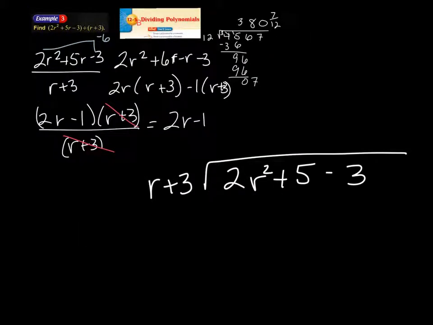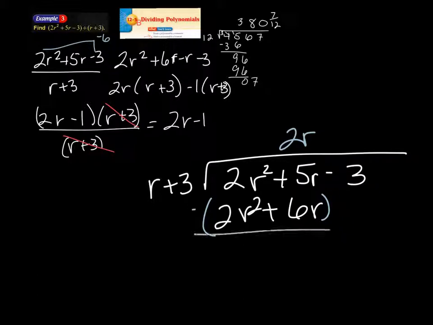I think this one actually would be easier to do long division. So when we do long division, the question we always ask is, what do I need to take r times to get 2r squared? And of course, it's 2r. Then we're going to multiply: 2r times r is 2r squared, and 2r times 3 is 6r. And we subtract, just like we did with the long division. And we have -1r minus 3.